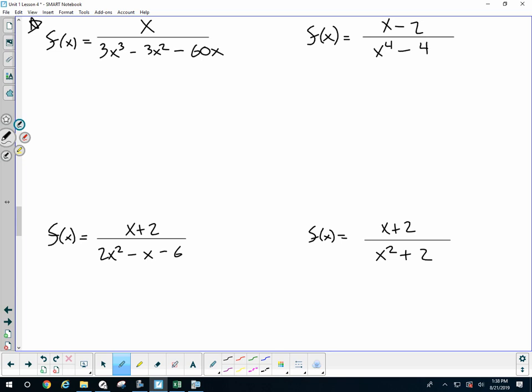Start by factoring out a greatest common factor. I can divide each of those terms in the denominator by 3x. I could pull 3x out of all of those terms in the denominator. After you've done that, maybe you could factor what's left over after pulling out the 3x.